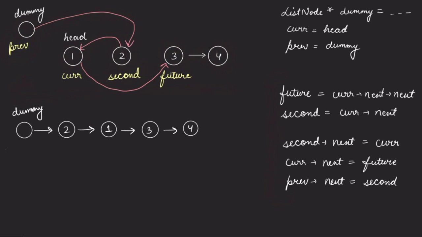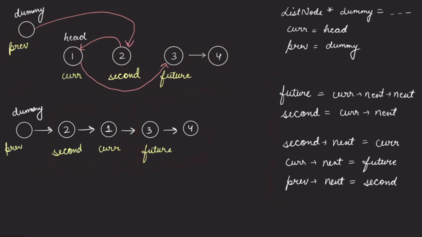And the pointers are: previous is pointing to dummy, current is pointing to node 1, second is pointing to node 2, and future is pointing to node 3. So this is how our linked list looks. And we have successfully swapped these two nodes. Now we need to swap the next set of adjacent nodes.